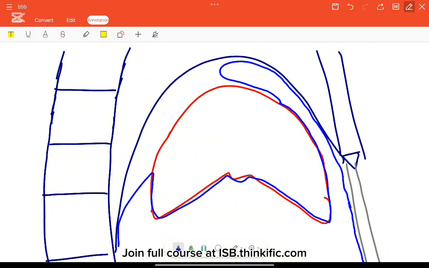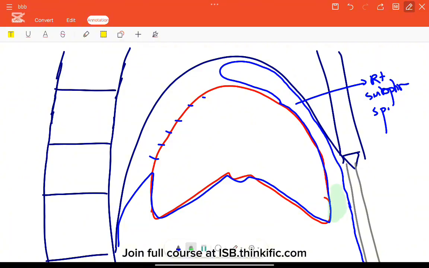Okay, most of the liver. And that's the bare area of the liver. So this is the right subphrenic space, okay? As I told you, it's divided into anterior and posterior portions. So there is right anterior and right posterior subphrenic space.